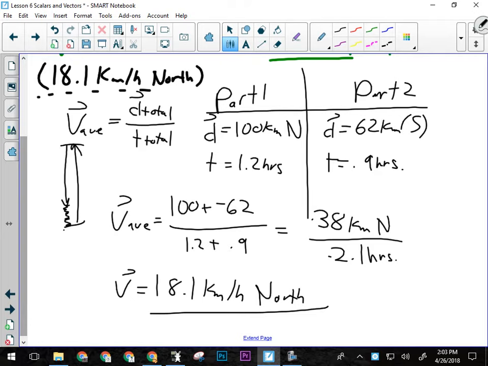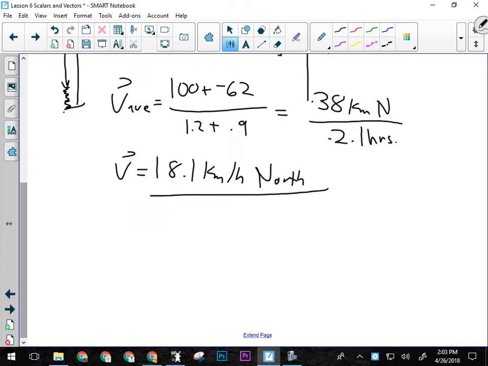So anytime you have a trip that has more than one part, that's what you're going to have to do. You're going to have to find the totals. Now, a second part of this question might ask this: what is the average speed over the whole trip? How is what I just did there going to change if I want to calculate the average speed? Is speed vector or scalar? It's scalar, right? It doesn't care whether I went north or south.